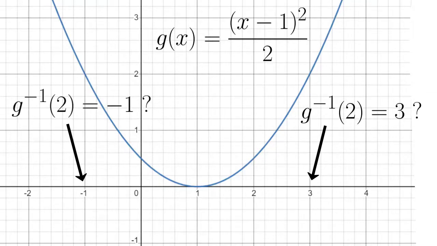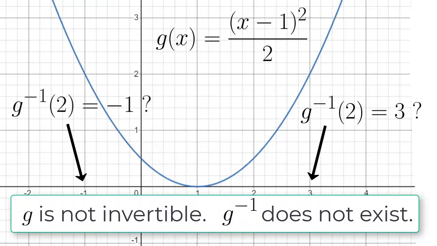Well, this is a problem because we want the inverse to be a function, and a function can only have one value associated to each input. Here we're getting 2 values associated with the input 2, so we're not getting a function. And that is a problem. If this ever happens, we say that the original function, g, is not invertible, or g doesn't have an inverse, or g inverse does not exist.